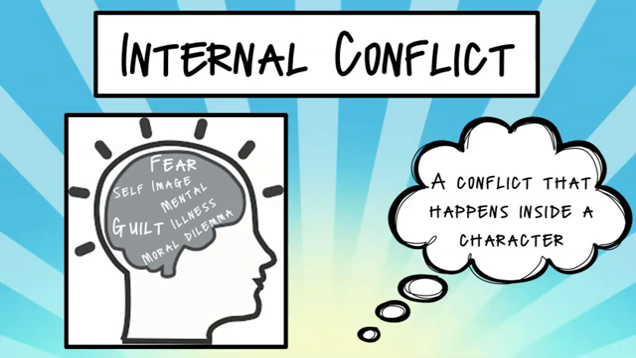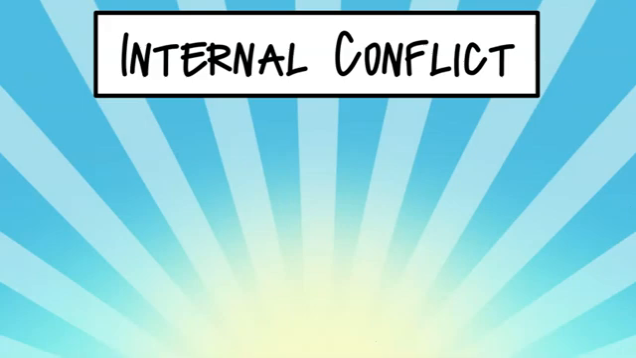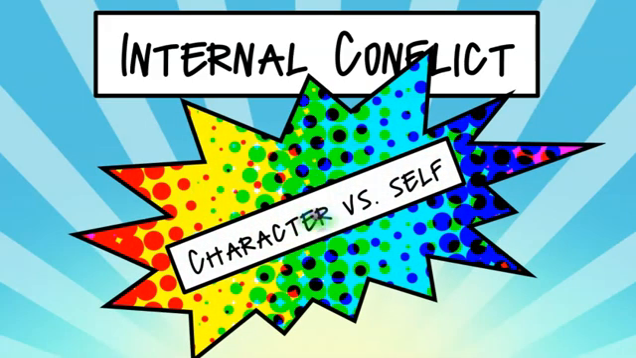For example, in the novel Fish in a Tree by Linda Mullally Hunt, the protagonist, Allie, has a difficult time reading due to undiagnosed dyslexia. As a result, she struggles with self-confidence. We also refer to internal conflict as character versus self.